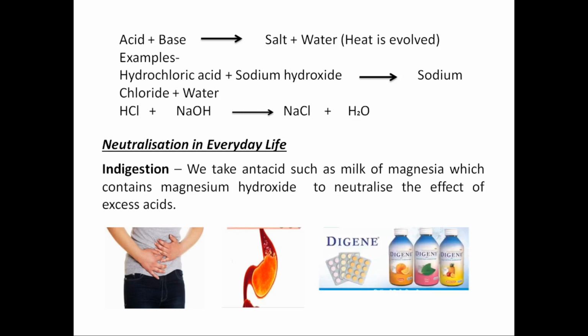This is reduced by taking a base, which reduces the excess amount of HCl. So what can we take? We can take an antacid as a base, such as milk of magnesia. It can be a liquid, a tablet, or a powder, so different antacids are available. Milk of magnesia contains magnesium hydroxide, and it will neutralize the effect of excess acid.